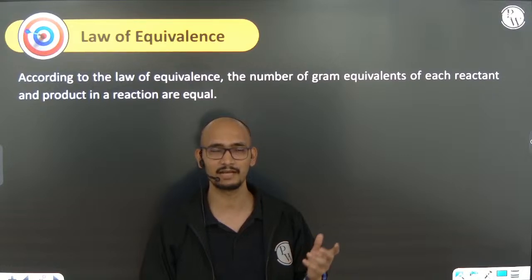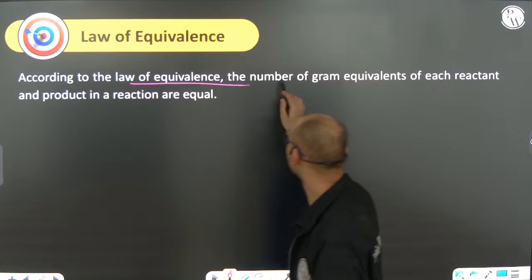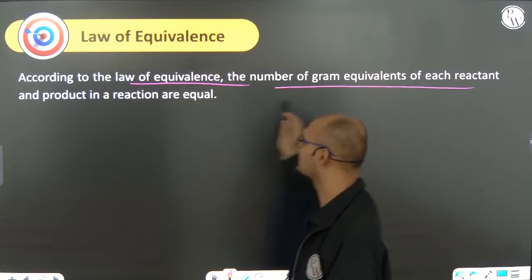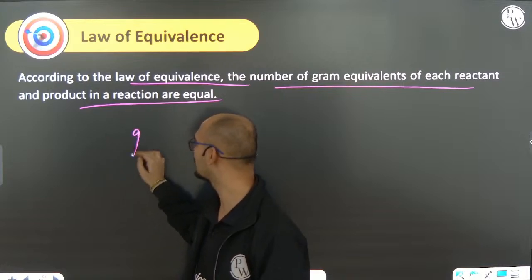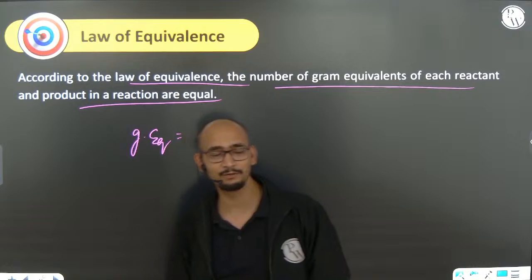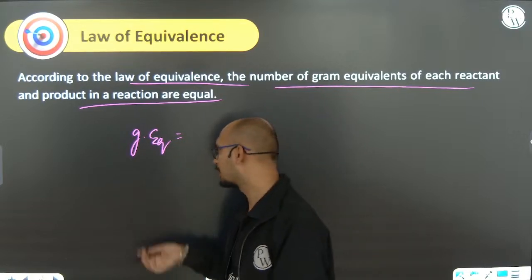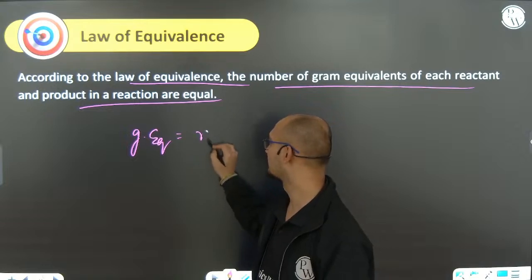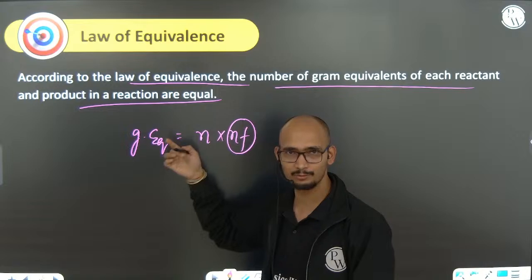What is gram equivalence? Gram equivalence के कुछ formulae होते हैं. You have to keep in mind always. According to this law, the number of gram equivalents of each reactant and product in the reaction are equal. ठीक है? अब gram equivalents के कुछ formulae होते हैं. Though I have not got that much time to dig deep into it because it's a very beautiful, very interesting topic, still, you can just do a few things. Number of moles into N factor. We have seen how to find out N factor right now.